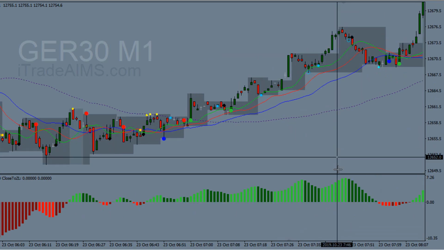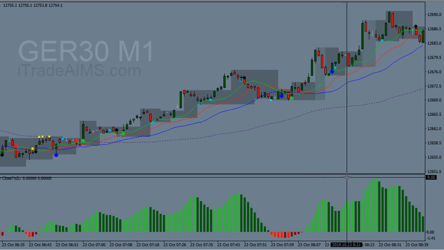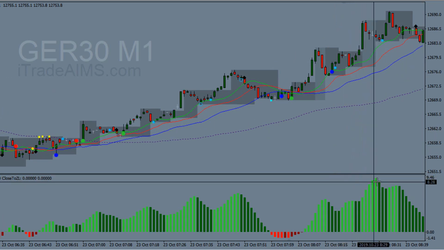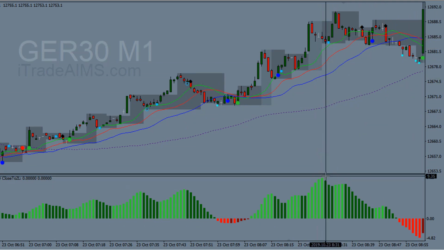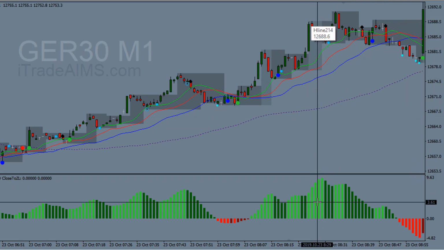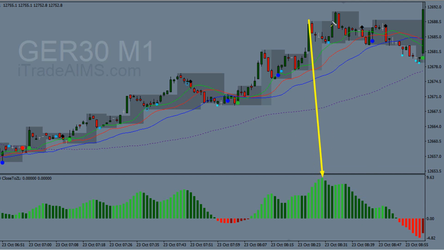Here's another example. This is not a divergence. Here's a divergence here. So you can see this peak corresponds to that peak. This peak corresponds to this peak. This corresponds to this one. And so price went up and momentum went down.